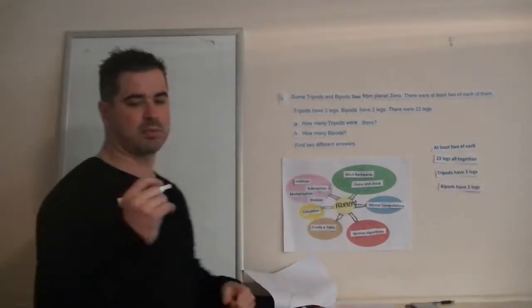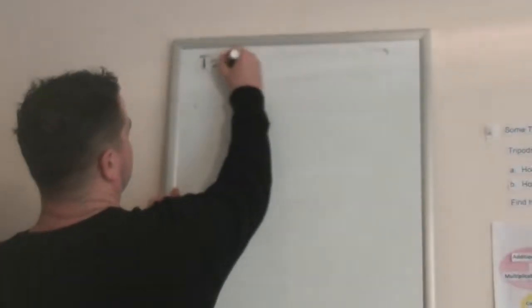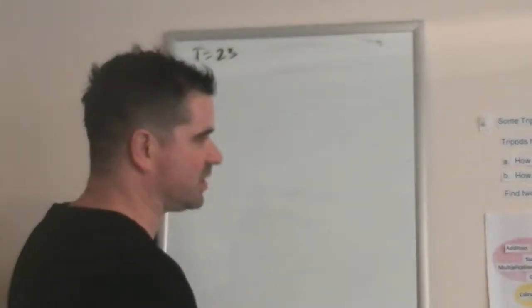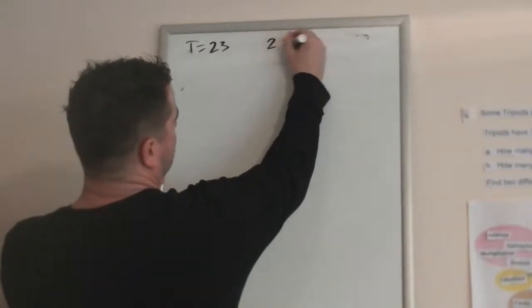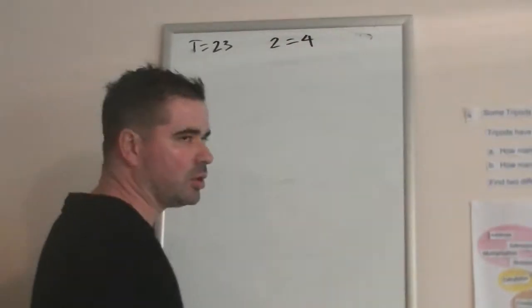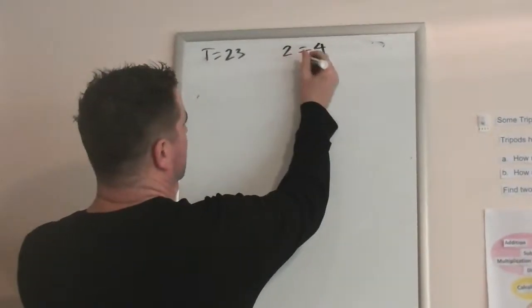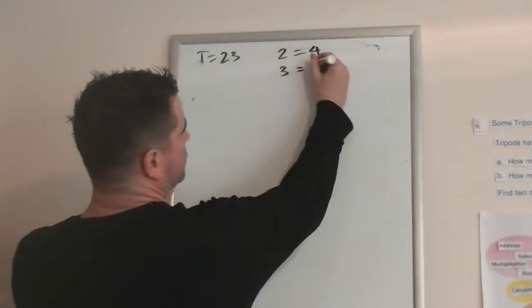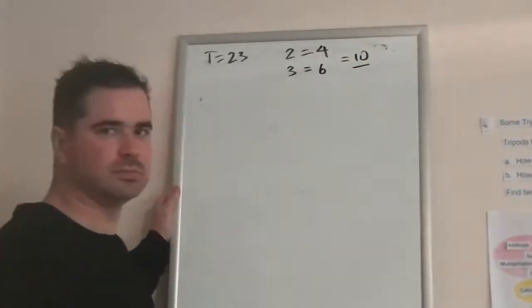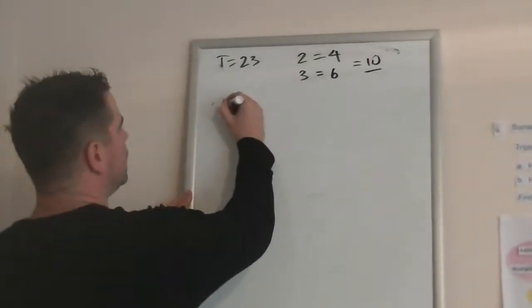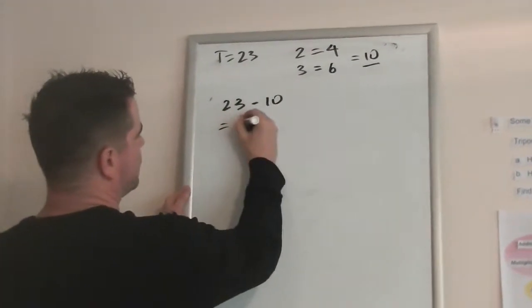Now, working through the problem, we know for a fact that there is a total of 23. We know that bipods have 2 legs and there's got to be 2 of them. So there's got to be 2 bipods at all times, that equals 4 legs. We know that tripods have 3 legs and there's got to be 2 of them at all times. So 3 legs, 2 of them at all times is 6, that equals 10. So 10 is our constant.